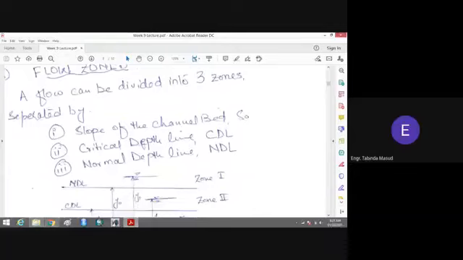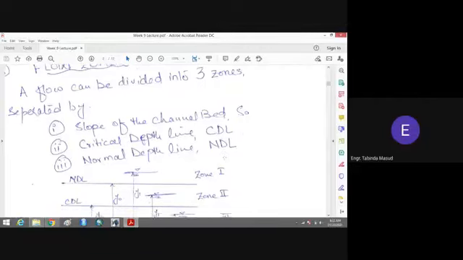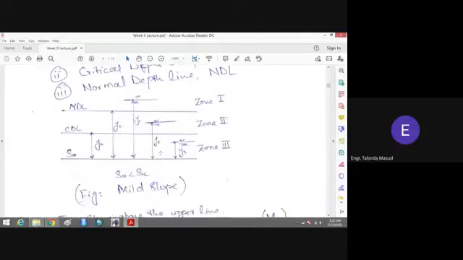A flow can be divided into 3 zones, and these zones are separated by the slope of the channel bed, the critical depth line denoted by CDL, and the normal depth line denoted by NDL. Okay, so let's take an example of the mild slope. For a mild slope, let's suppose this is a mild slope where S naught is the slope of the channel bed, and we know that the mild slope is the slope where we have a kind of subcritical flow. It means that on a mild slope, the normal depth of flow is always greater than the critical depth of the flow.